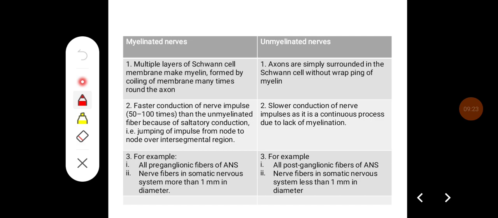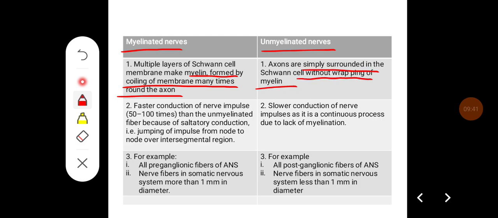This table gives the difference between myelinated and unmyelinated nerve fibers. In myelinated fibers, multiple layers of Schwann cell membrane make up the myelin, formed by coiling of the membrane many times around the axon, whereas in unmyelinated fibers, axons are simply surrounded by the Schwann cells without a wrapping of myelin. Myelinated fibers have a faster conduction of nerve impulses, almost 50 to 100 times that of the unmyelinated.